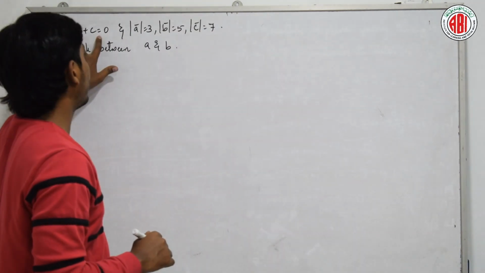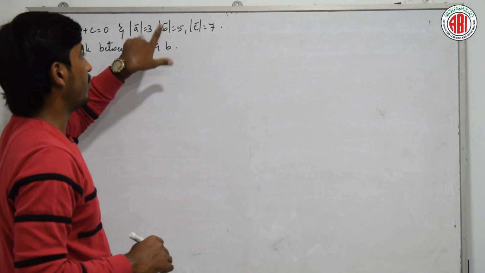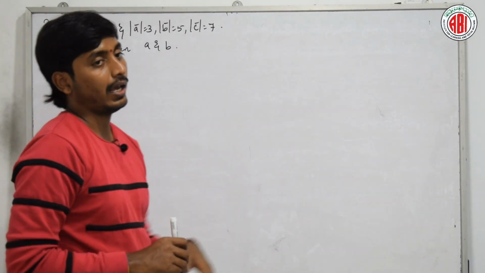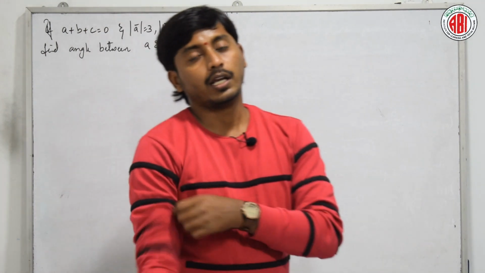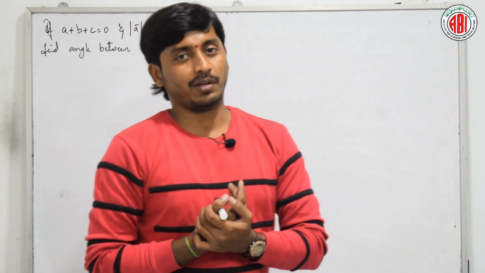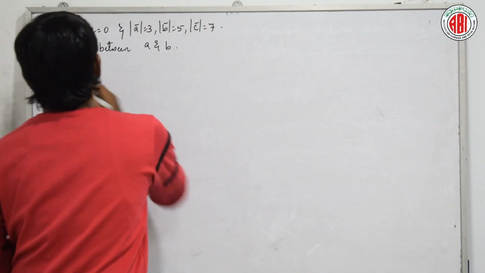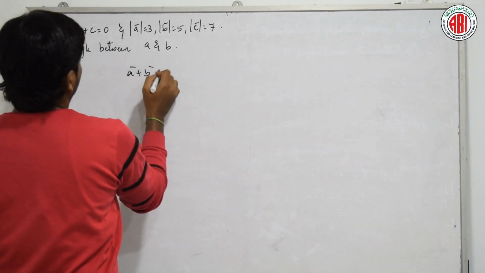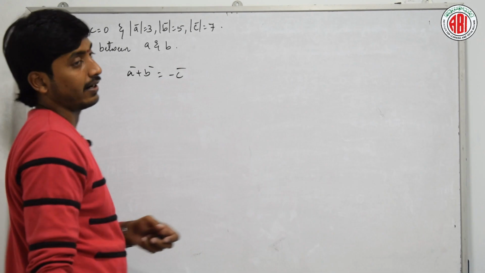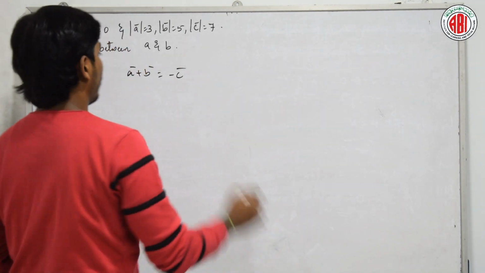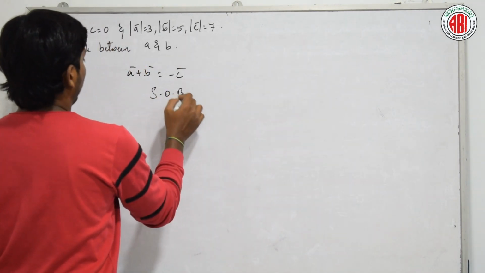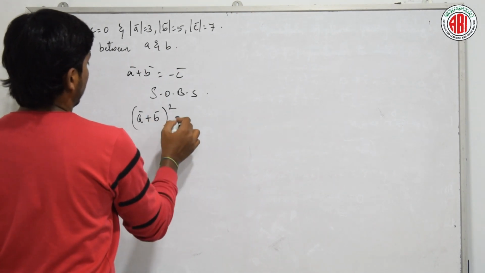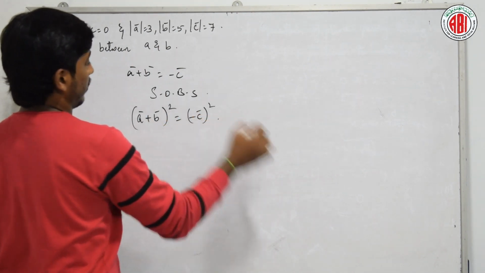He gave a plus b plus c is equal to 0. Mod a, mod b, mod c is given. And he is asking us to find the angle between a and b. In order to find the angle between a and b, let us put this a plus b on left hand side and let us send this c on right hand side. Now just square on both sides. Square on both sides. What is this? A plus b whole square is equal to minus c whole square.